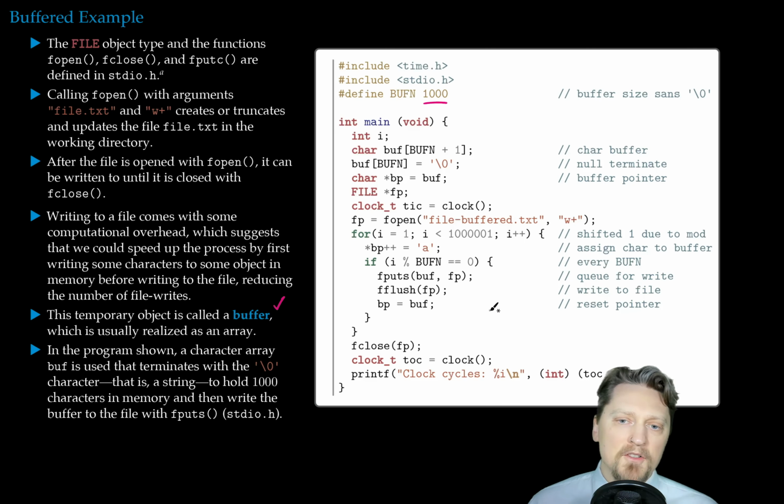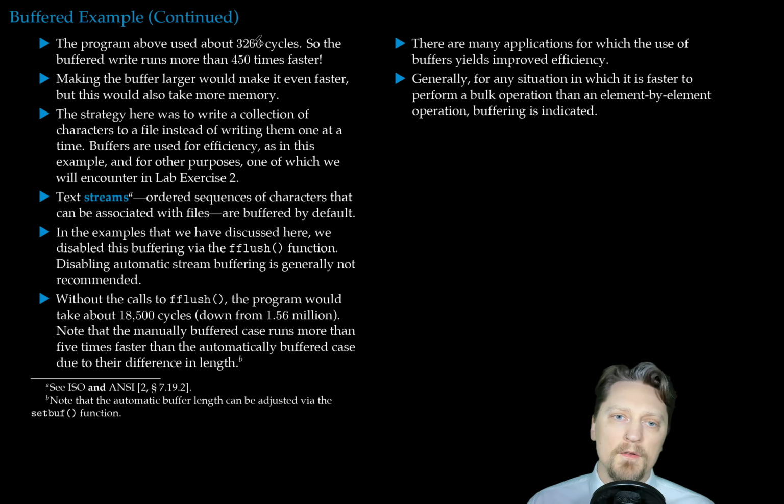This essentially batch writes 1,000 characters at a time instead of writing one character at a time, as we did on the previous slide. The program above used about 3,200 cycles, so the buffered write runs more than 450 times faster. Making the buffer larger would make it even faster, but this would also take more memory. You have to hold the whole buffer in memory. The strategy here was to write a collection of characters to a file instead of writing them one at a time.